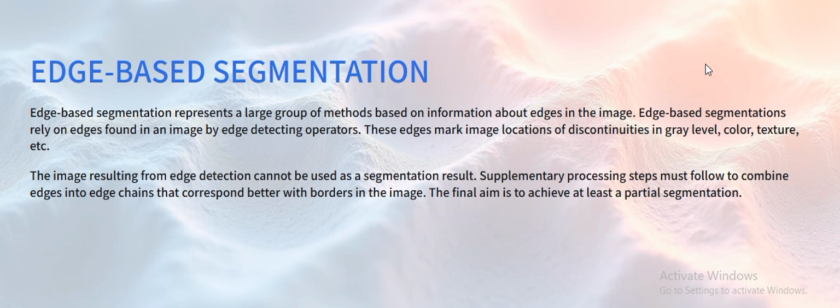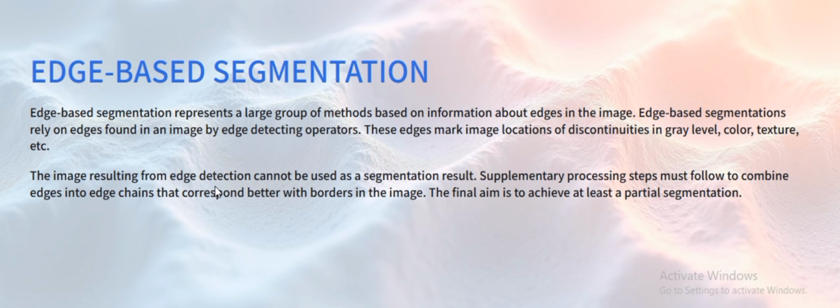of techniques, right? Edge based segmentations rely on edges, underline this point, found in an image by using edge detecting operators. We are using different types of operators in order to do this kind of operation. These edges mark the image locations of discontinuities present in gray level, color, texture and so on. We are going to draw the edges that have discontinuities, meaning there will not be any continuation present in the sequence in the images, so that we can find the edges.